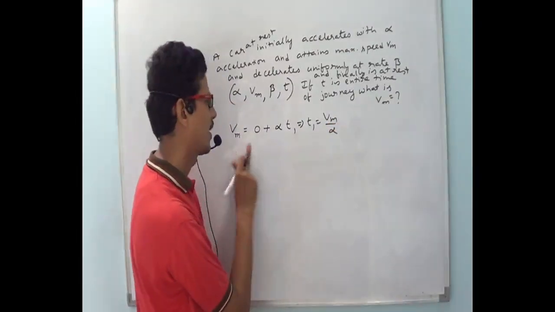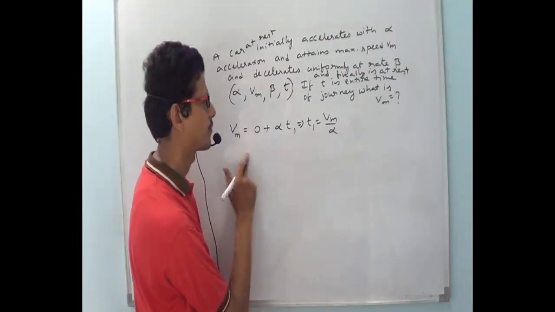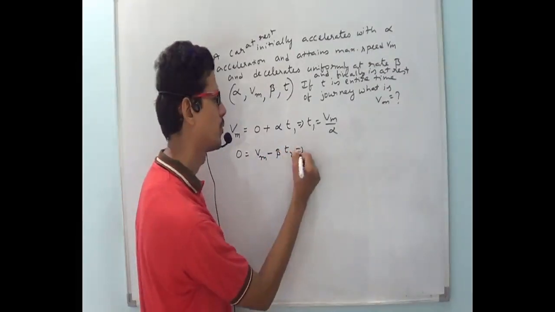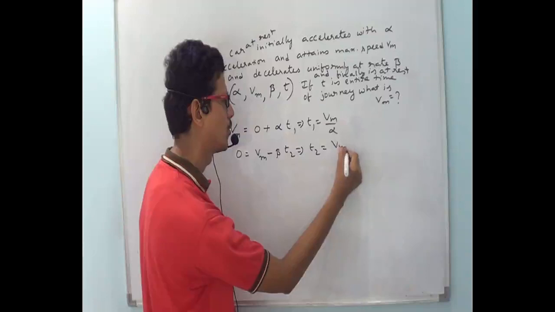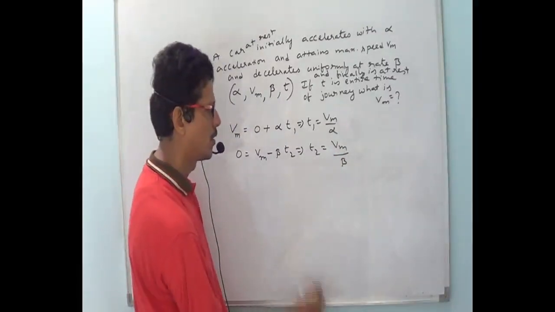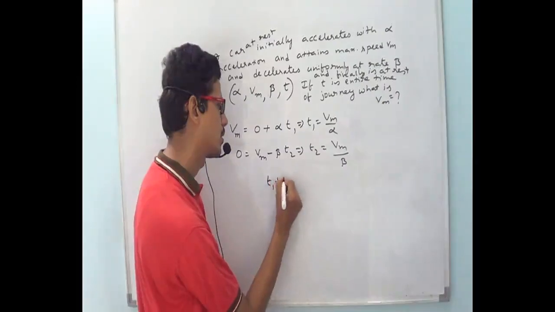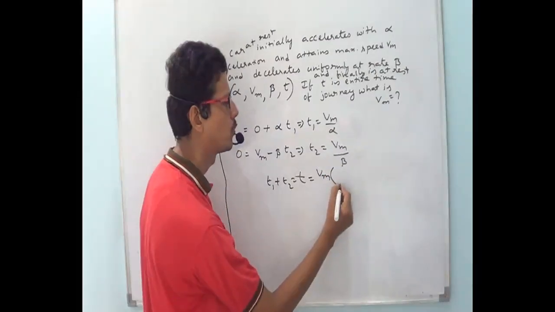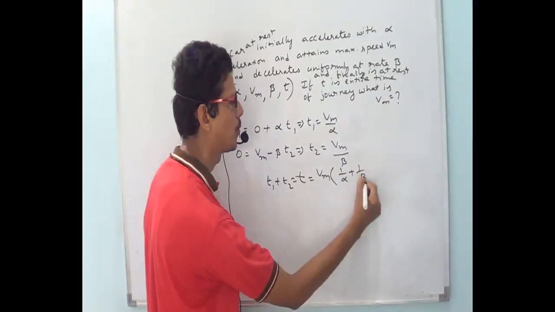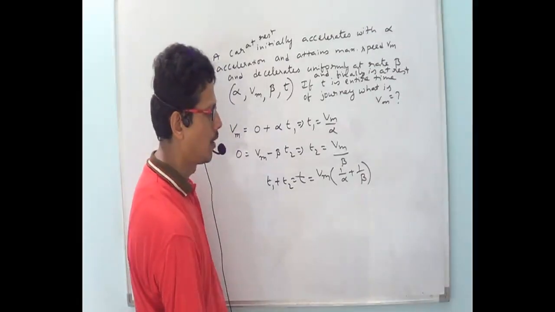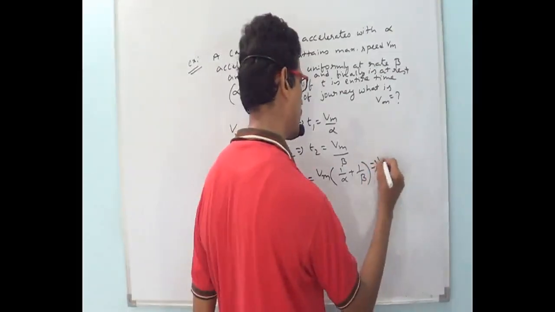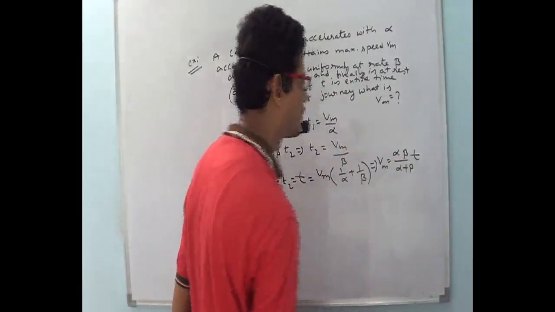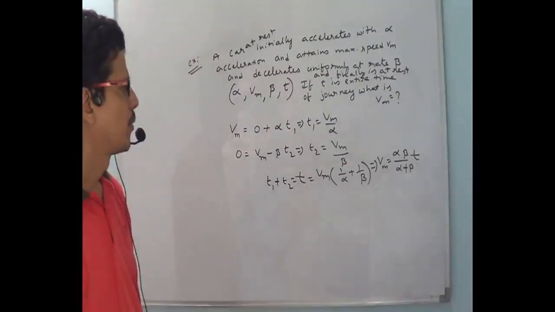And again I will apply the same equation. 0 is equal to Vm minus beta into t2. So t2 will be equal to Vm by beta. If I add these two times, I will get t, the total time. Total time is Vm into (1 by alpha plus 1 by beta). So the answer is Vm equals alpha beta by (alpha plus beta) into t. Note this down.